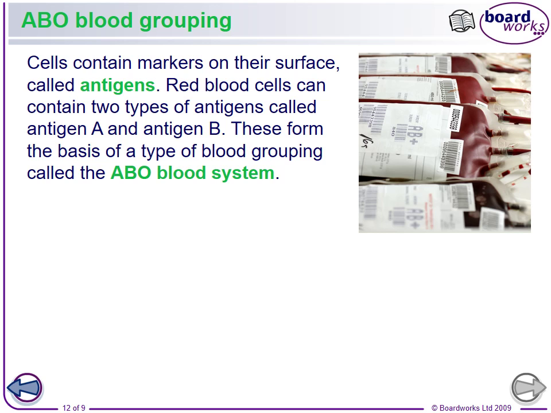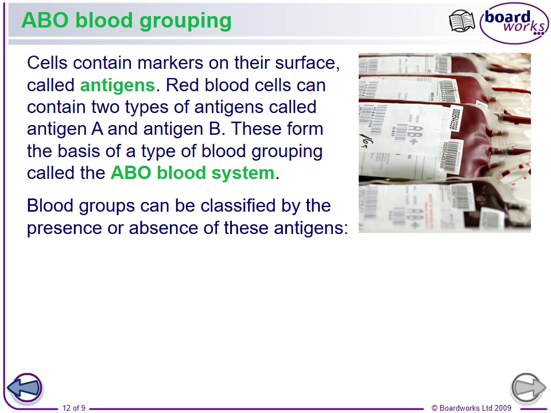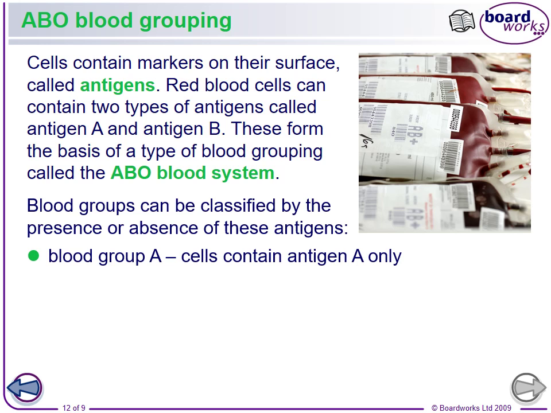Now, cells contain markers on their surface called antigens, or antibody generators, meaning they trigger a reaction if they're not where they're supposed to be. Red blood cells contain either antigen A or antigen B, and these are basically the setup for the grouping of the ABO blood system. If they don't have either antigen A or antigen B, then they're considered O blood type. So blood groups can be classified by the presence or absence of these antigens.